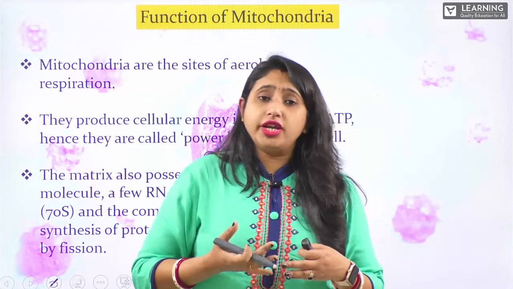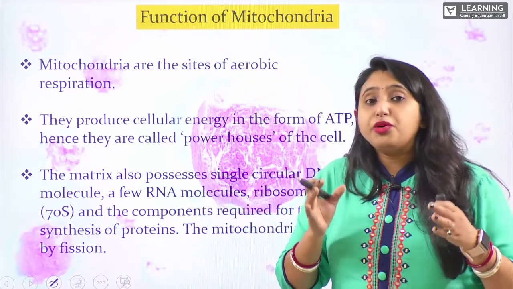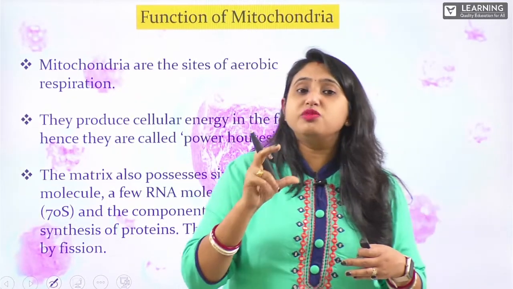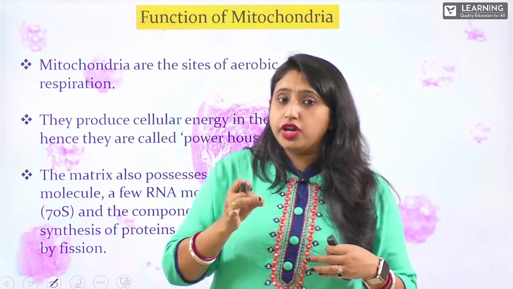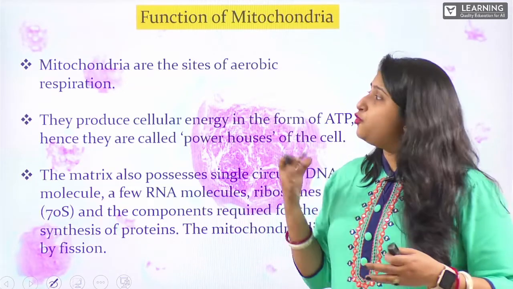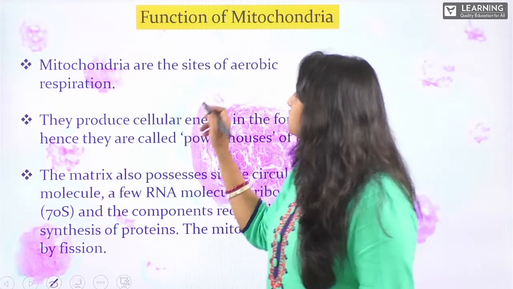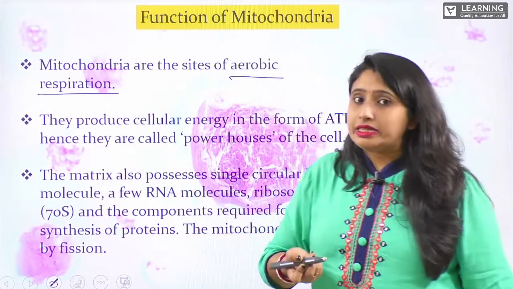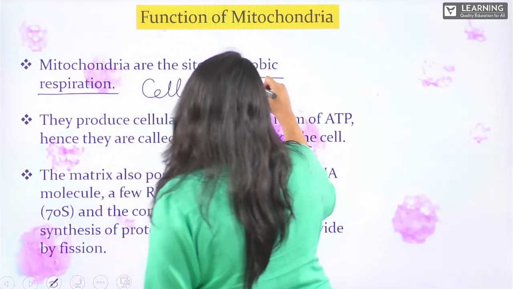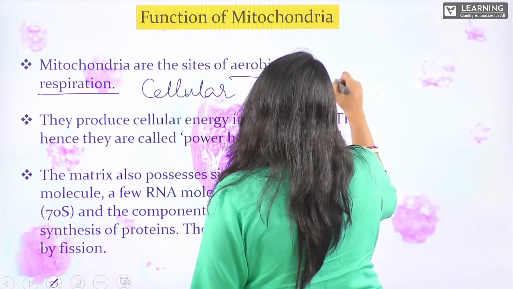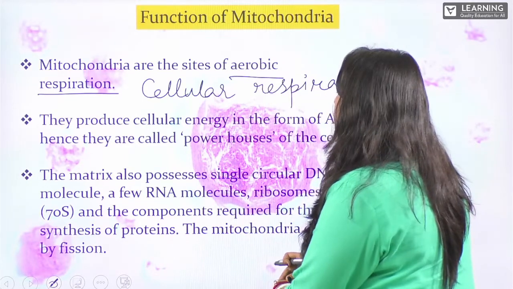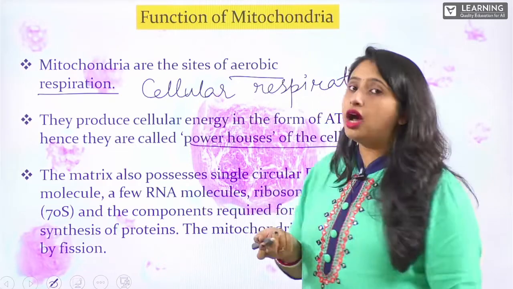Now, this mitochondria is also responsible for the process of reproduction, because the sperm cells should contain mitochondria. The acrosome of the sperm cell should contain mitochondria, which provides mobility to the sperm cells. So these are all the functions of mitochondria. It is the site for aerobic or cellular respiration. They produce cellular energy in the form of ATP. Hence, they are called the powerhouse of the cell.